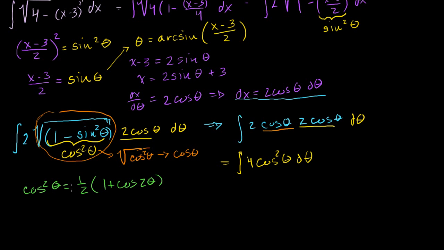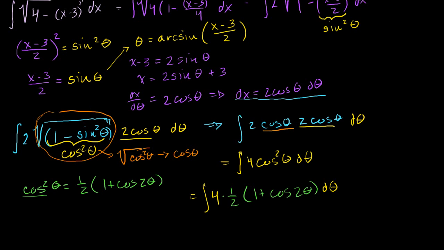And I've proven this in multiple videos. So let's just make this substitution. Let me just replace this thing with that thing. So this integral will become 4 times cosine squared of theta. But cosine squared of theta is this. 4 times 1/2 times 1 plus cosine of 2 theta d theta.